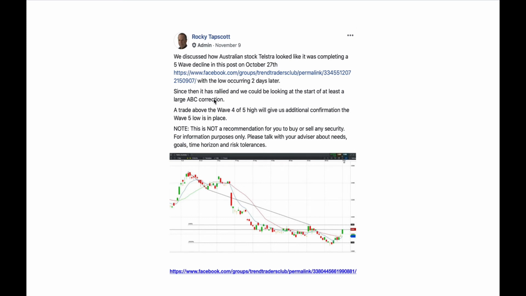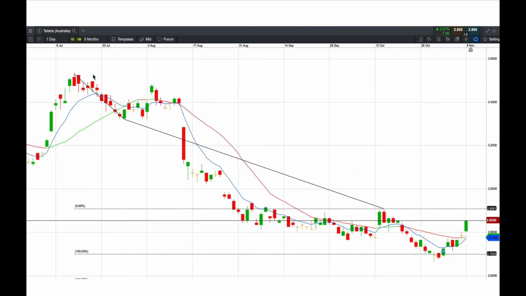Since then it has rallied, and we could be looking at the start of at least a large ABC correction. A trade above the wave 4 of 5 high, which is wave 4 of 5, this is wave 5 here, will give us additional confirmation the wave 5 low is in place. And you can go to that link there to check out this post in the PDF that comes with this video. So here's that 1, 2, 3, 4, 5 wave pattern.